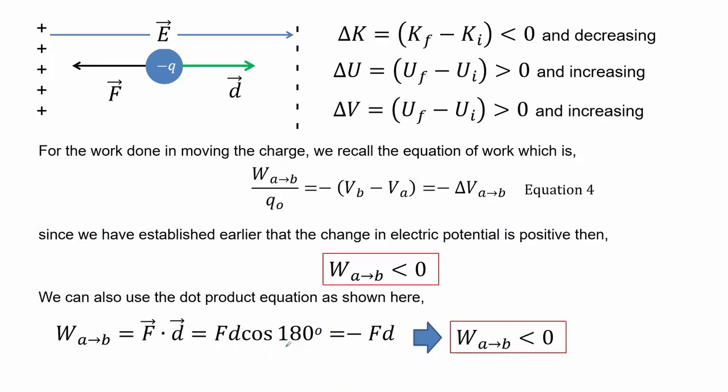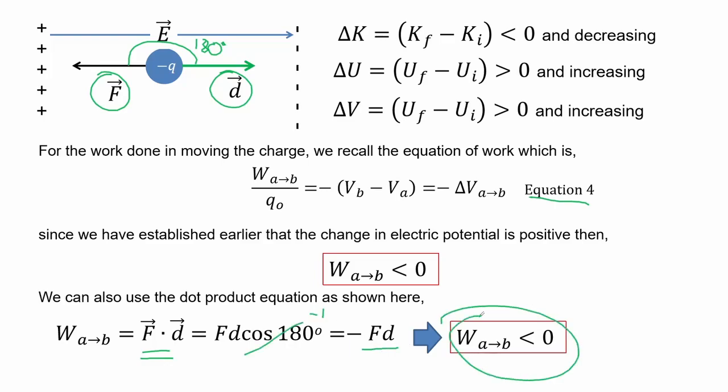For the work done in moving the charge, we recall the equation of work which is shown in equation 4. Since we have established earlier that the change in electric potential is positive, then the work from the relation shown in equation 4 must be negative. We can also use the dot product equation as shown here. We see that the force and displacement are in opposite directions, so the angle between them is 180 degrees, which results in a negative value. So again it shows that the work done in moving the negative particle, the electron, is negative.